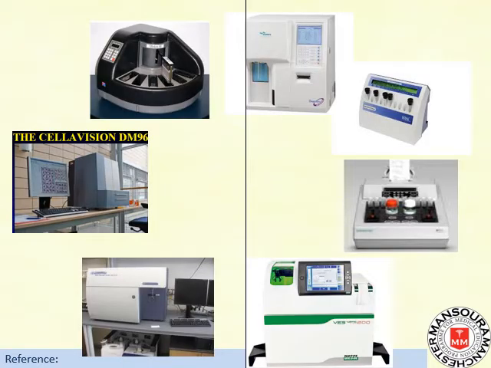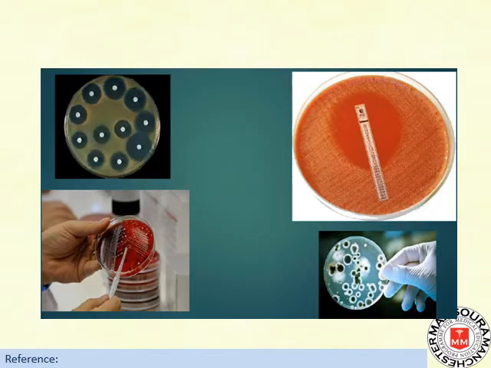And these are different machines or instruments we are using in the lab. This one is an automated cell counter. This one is for ESR, or erythrocyte sedimentation rate. This one is semi-automated, for the coagulation system, and this one for blood gases and electrolytes, and this one is the flow cytometry machine. This is Vision for automated capture of morphology, and this is the automatic stainer. As I told you, these are the different shapes of cultures and sensitivity.